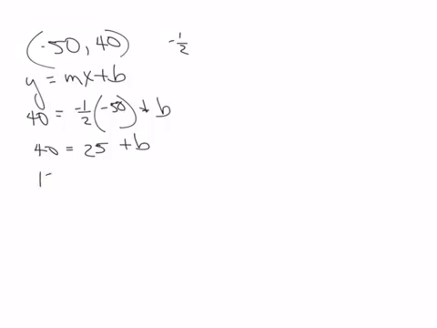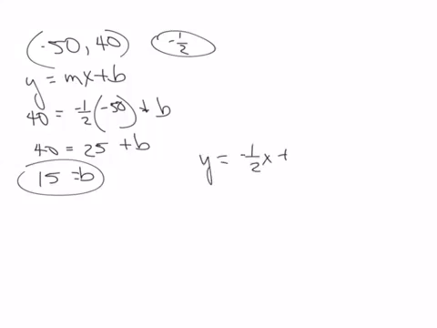Subtract 25 from both sides, and there's my b. So I have my b and I have my m. So y equals mx plus b, and you're done. Okay, that's all there is to it, to that lesson. Not a whole lot, so hopefully it won't give you any trouble.